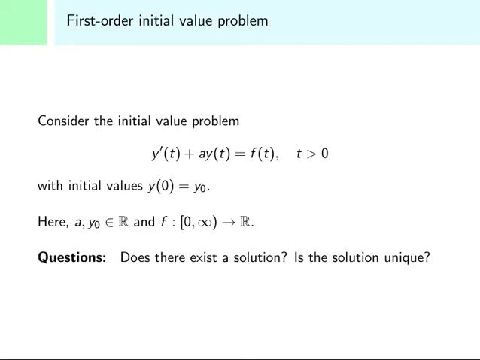Basically, we have got a function y which depends on the time variable t, and we only know a few things about this function. We know at the initial time t equals 0, it assumes the value y naught, and we also know for all positive times, well, we don't know the function explicitly, but we do know it satisfies this differential equation. The first derivative of y plus a times y itself equals some function f. That differential equation is true for all positive times.